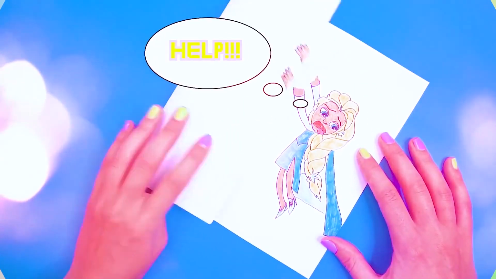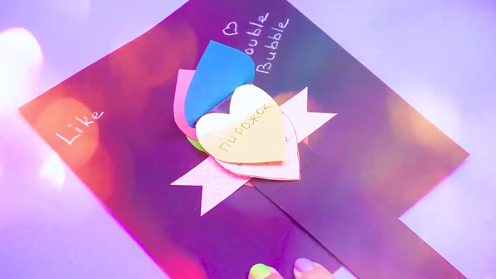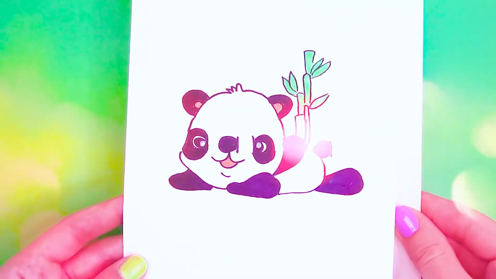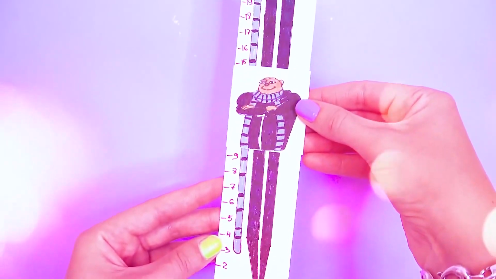A picture of Elsa who is about to fall, a card with life wishes, cat Gumble who changes emotions, and many other unusual painting techniques. Watch in our today video!